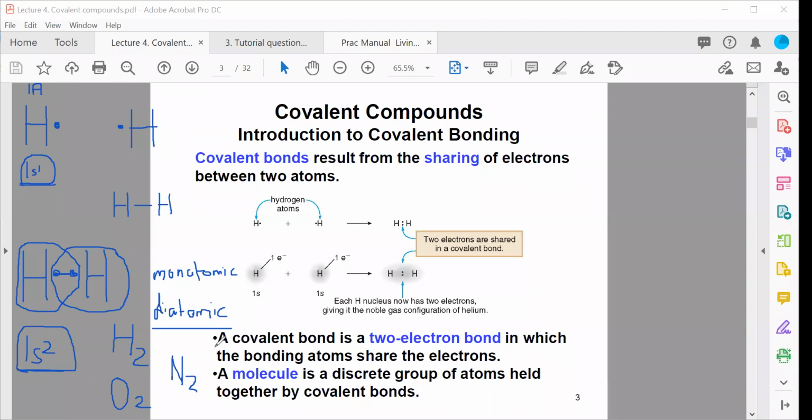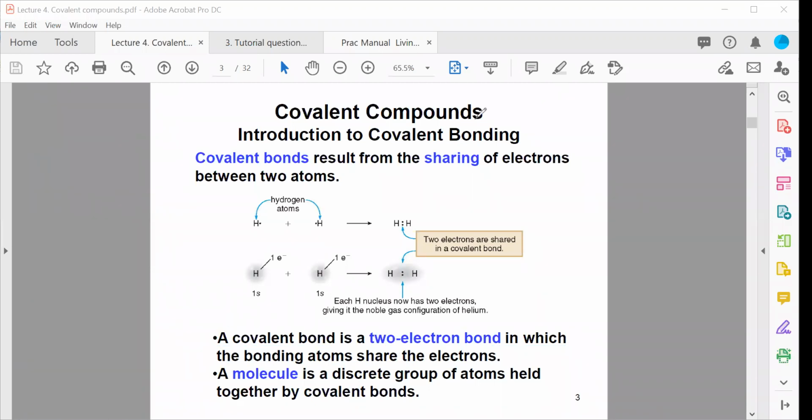All right, so what is a covalent bond? It's a 2-electron bond in which the bonding atoms share electrons. And the reason they share is because they are more electronically stable in this configuration. That's not to say that's the only way they exist, but we certainly won't go into all the details.